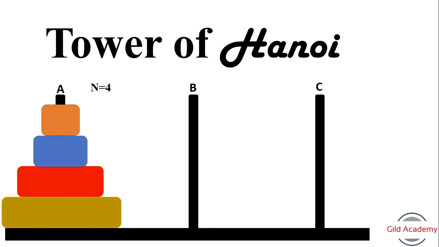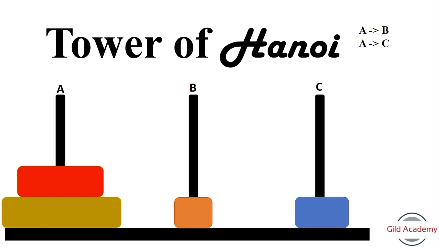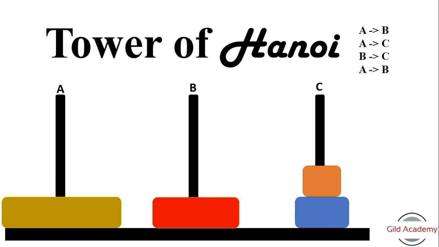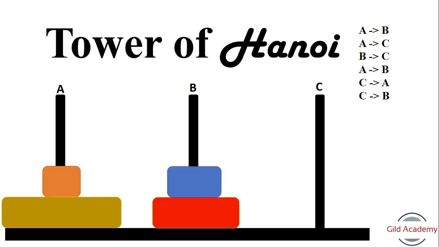So the way we can solve this is we first move a ring from A to B, and then move a ring from A to C, and then move the ring from B to C. Then we move the second largest ring which is available in tower A to B. Then we move the ring from C to A, move the ring from C to B, and then move the ring from A to B. As we can see, we just moved n minus 1, that is 3 rings, from A to B using C as the auxiliary tower.